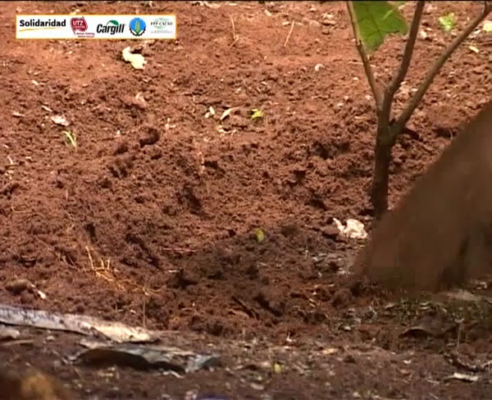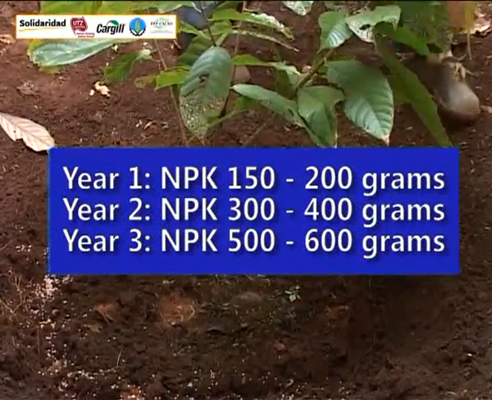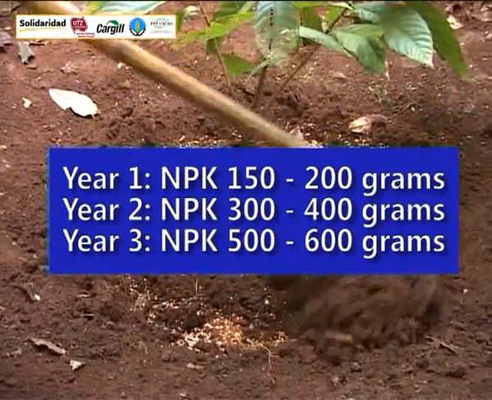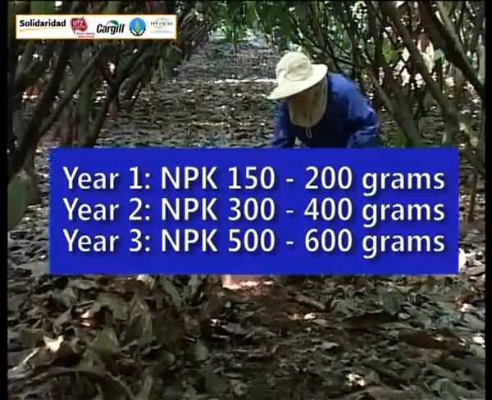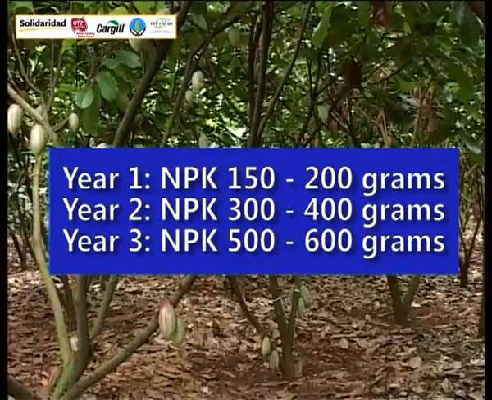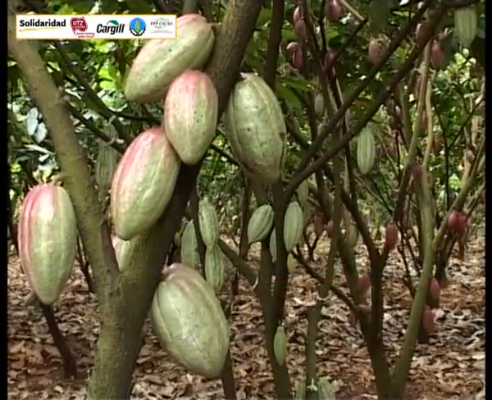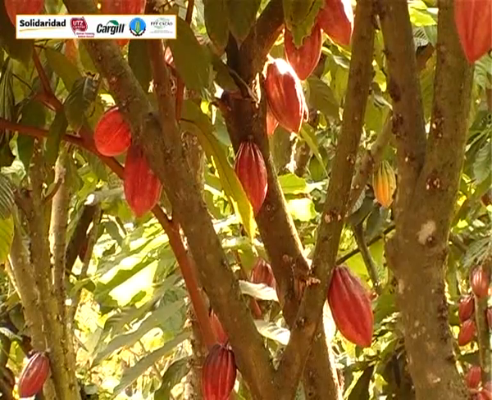Through field testing in Vietnam, we can estimate that in the first year, the amount of fertilizer needed for each tree is about 150 to 200 grams of NPK fertilizer per year. In the second year, the amount of fertilizer needed is increased to 300 to 400 grams per tree, and in the third year, 500 to 600 grams per tree. From the fourth year onwards, the cocoa tree goes into full production stage.